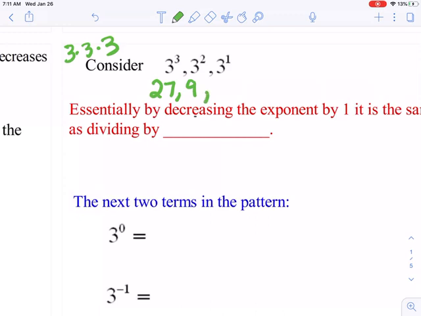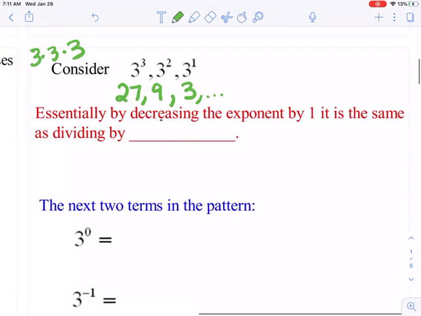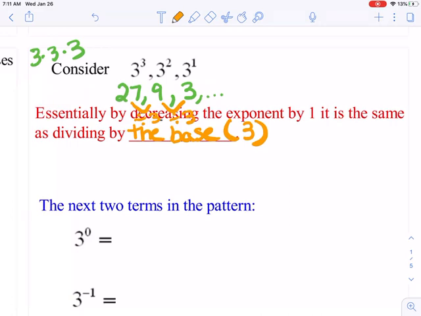3 to the 1st, 3 times itself 1 time is 3. So it says essentially decreasing the exponent by 1 is the same thing as dividing by, and in this case, for this example, it looks like, how do I get from 27 to 9, 9 to 3? I'm just dividing by 3. So essentially decreasing the exponent by 1 is the same as dividing by the base, which is the big number, which in this particular example is the same as dividing by 3.